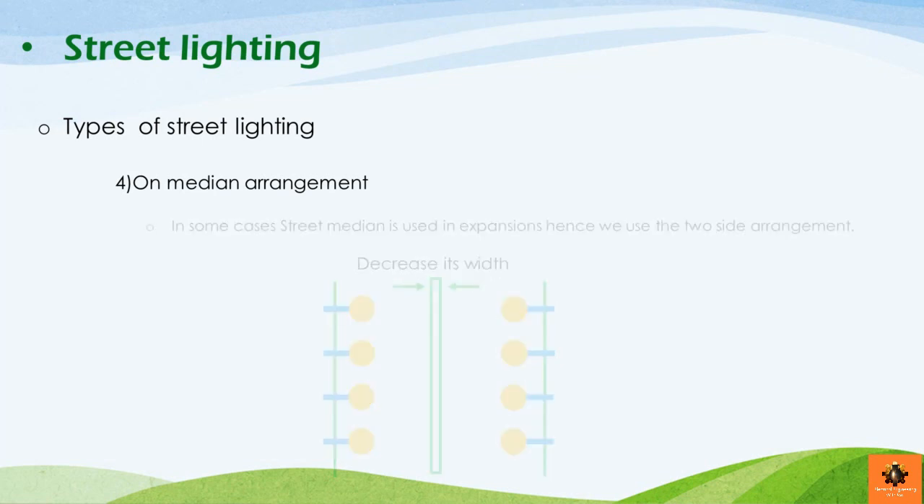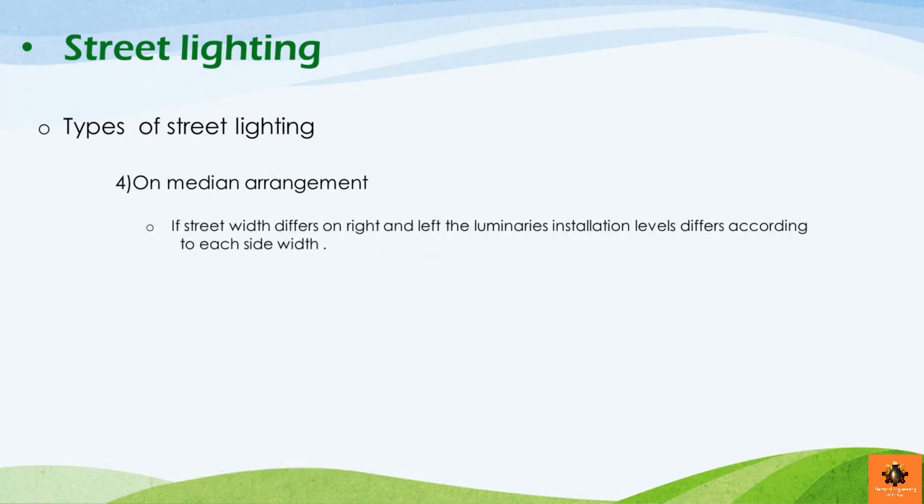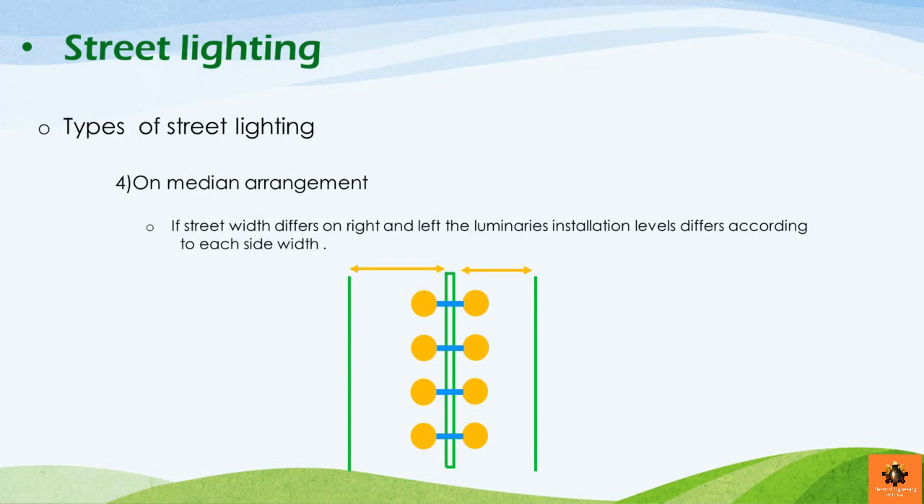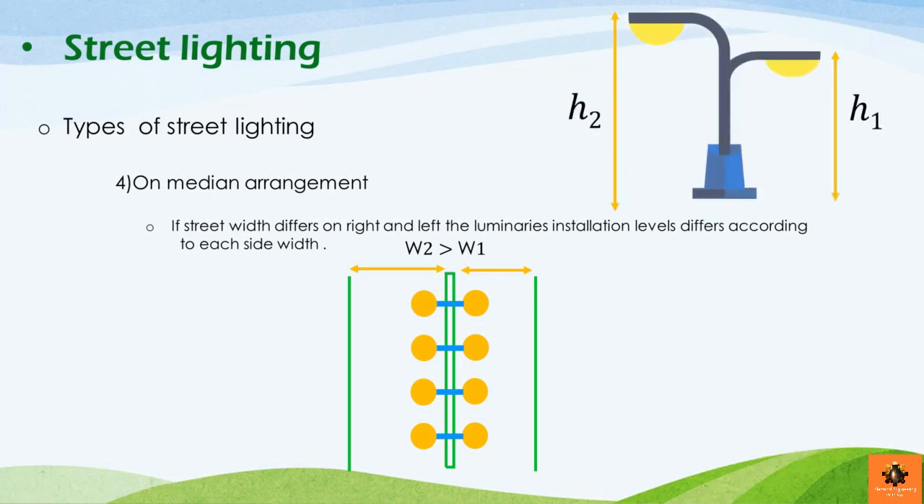And also the second note is that we may have an island in the street, but it doesn't lay exactly in the middle of the street. And this means that the two sides of the street have no equal width. And in that case, the luminaires installed on the lighting poles will be installed on different levels because we have different distances on the street sides.